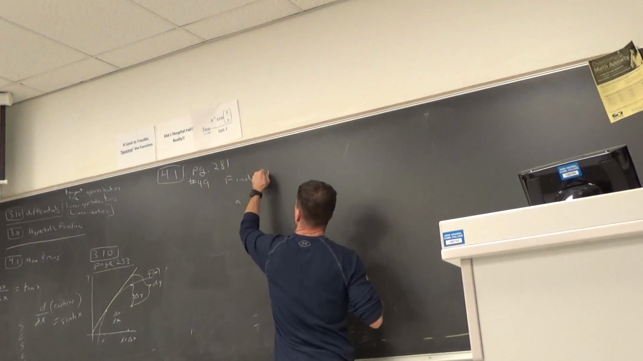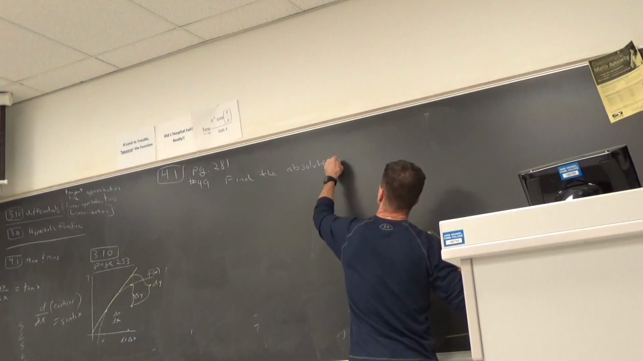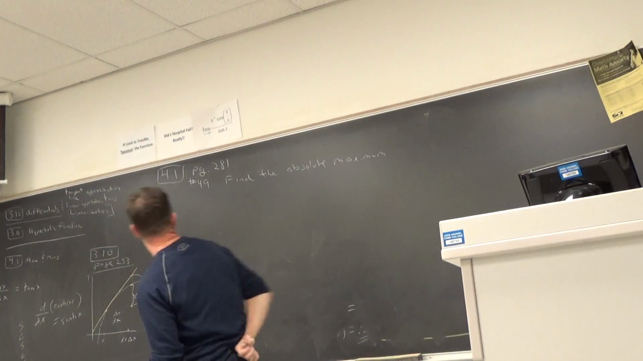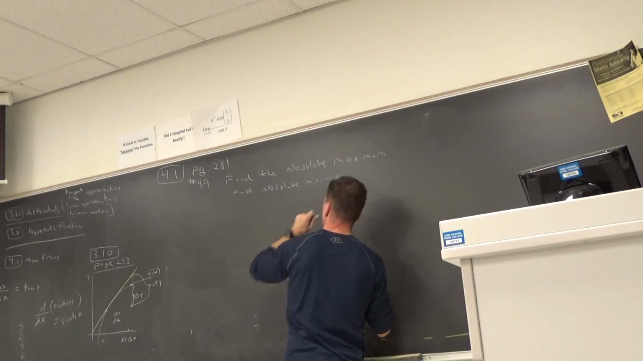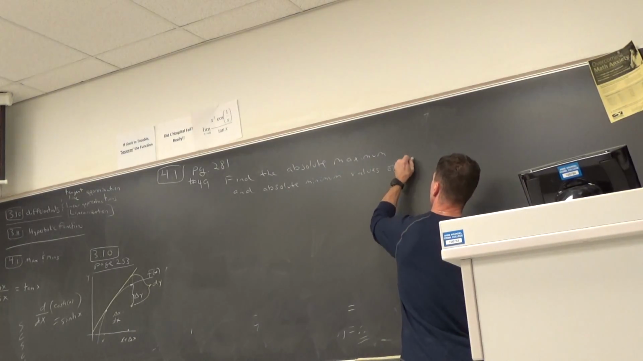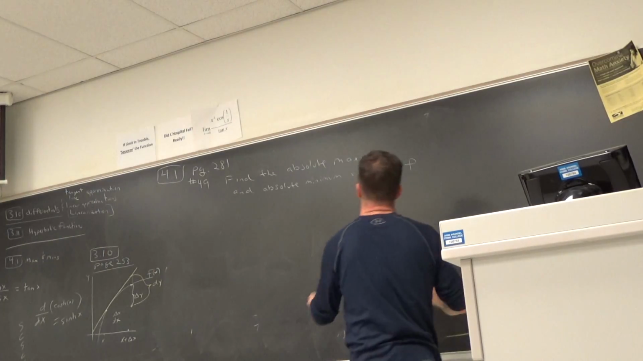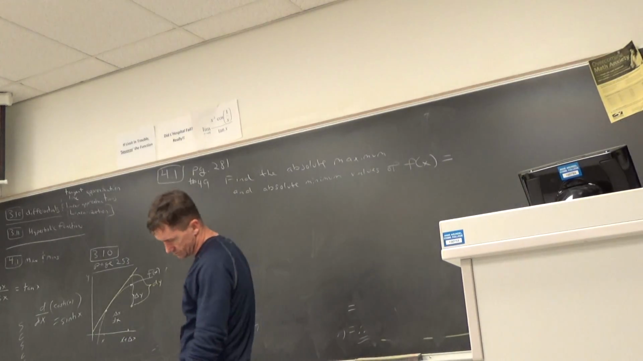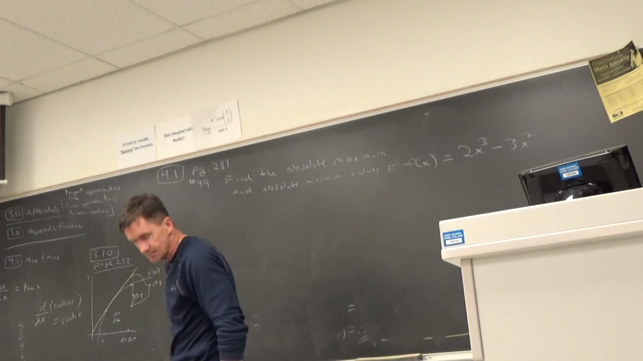Find the absolute maximum. As I'm writing this, isn't this something you could check with your calculators? Yeah, all right, good. Minimum values of f. Here's the function, everyone: 2x cubed minus 3x squared minus 12x plus 1.